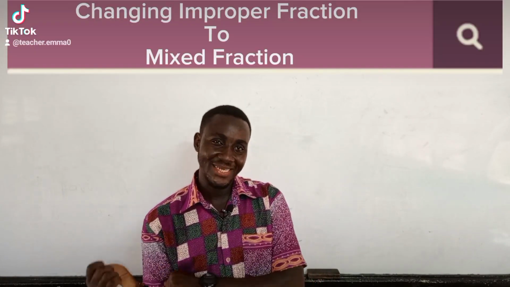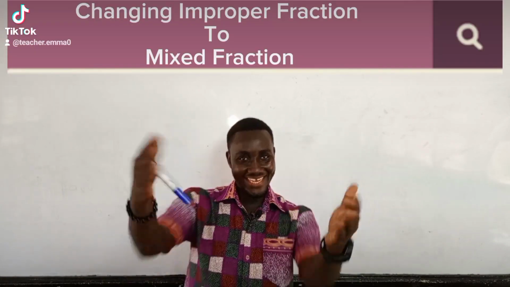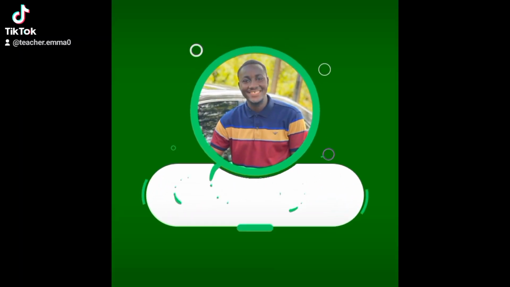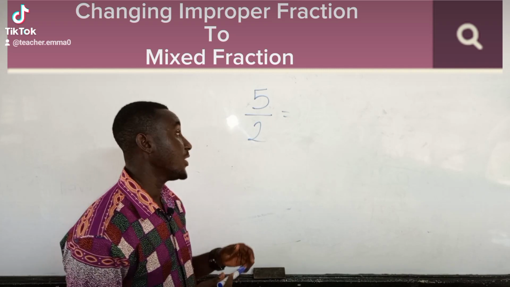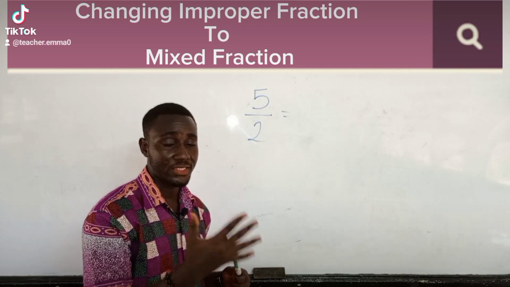Today we are going to look at how to convert an improper fraction into a mixed fraction. Let's go. We are going to convert 5 out of 2 into a mixed fraction.